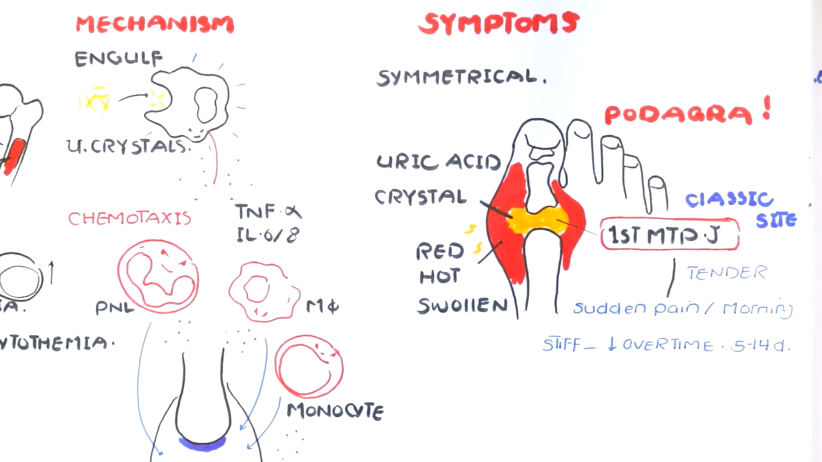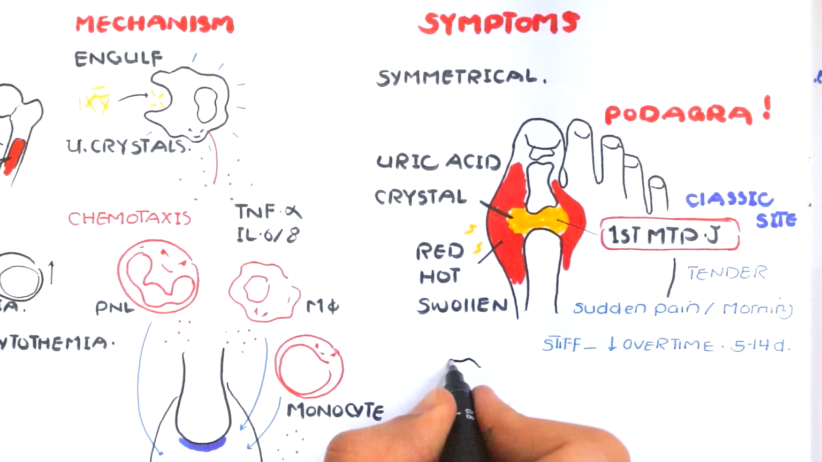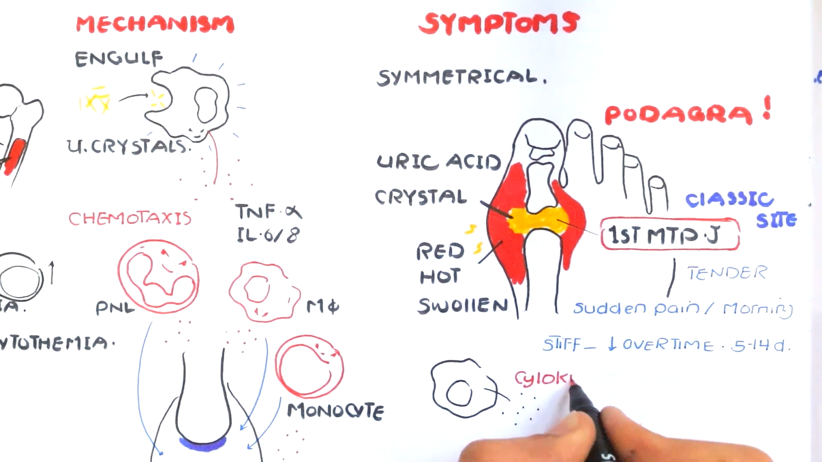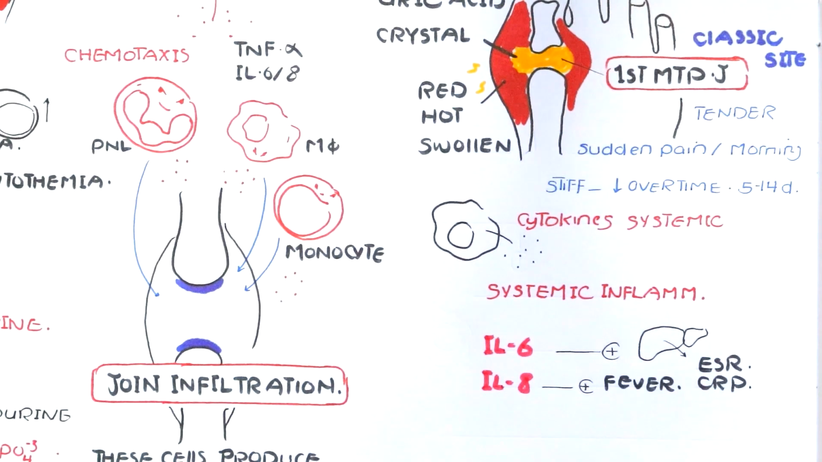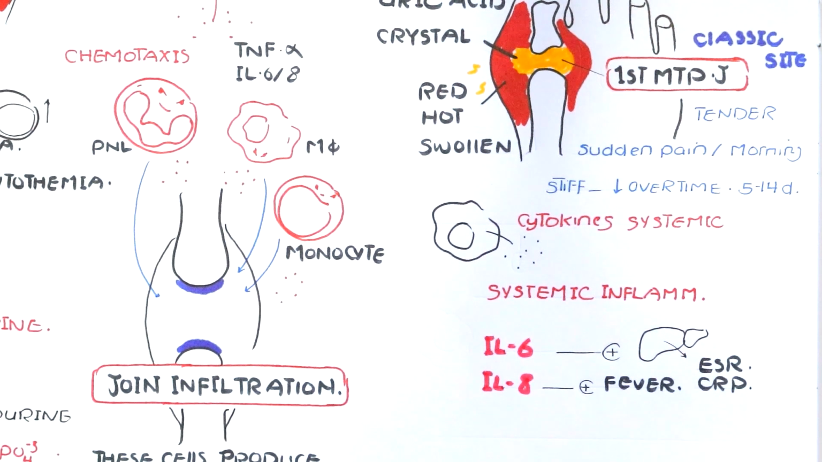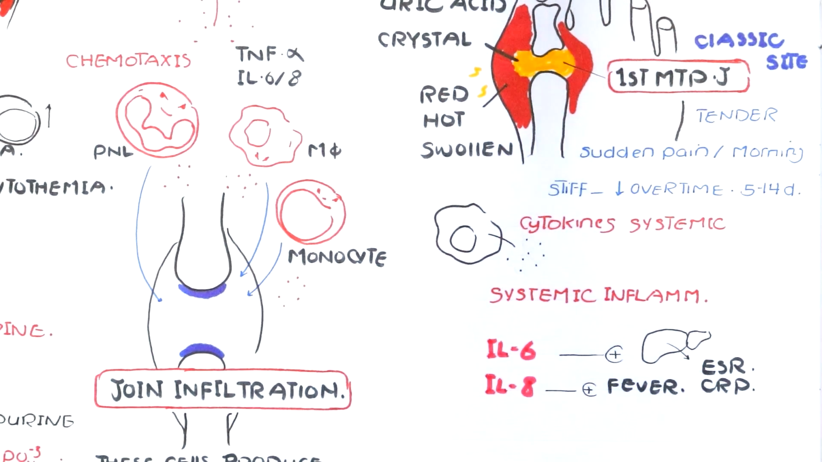Also, stiffness is found. Pain decreases over time because of the effect of T regulatory lymphocytes that suppress inflammation by producing anti-inflammatory cytokines over 5 to 14 days. If cytokines reach systemic circulation, they may cause systemic symptoms like fever, headache, malaise, and others during the attack. Also, interleukin 6 stimulates the liver to produce acute phase proteins or acute phase reactants. C-reactive protein is high. Also, there is elevated ESR and leukocytosis.